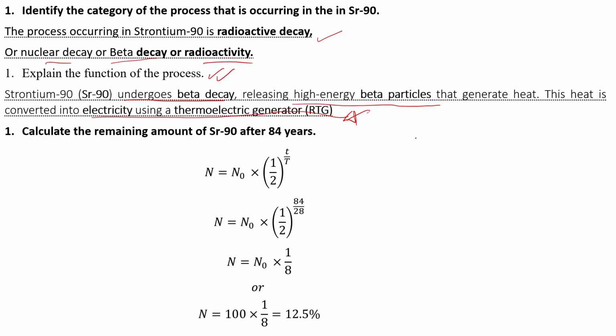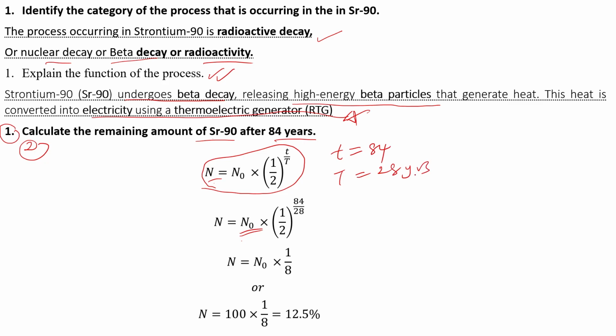So number 2, calculate the remaining amount of strontium-90 after 84 years. We are going to use this expression, this equation, or you can use the table. So we want N, the amount remaining. We don't have the initial, you can call the initial N naught. Then our total time is 84, our half-life is 28 from the item.